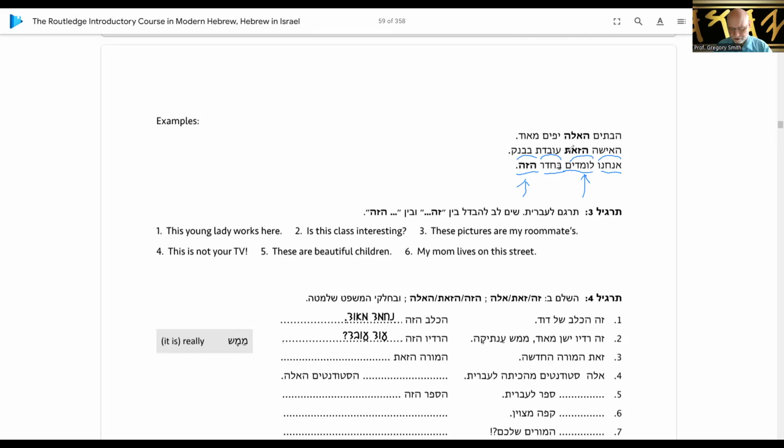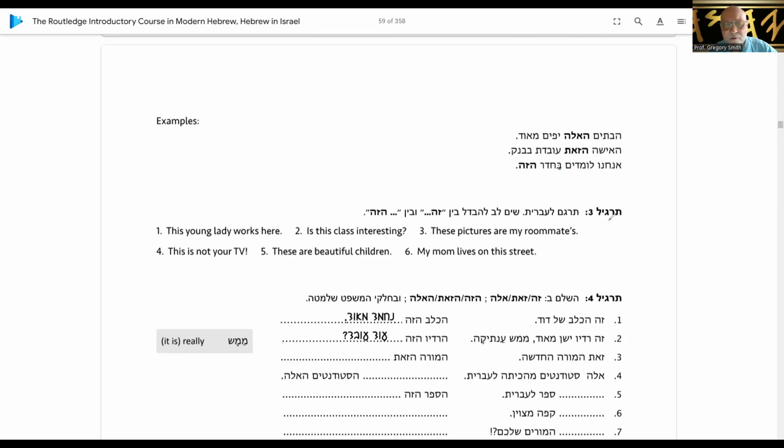Let's take a look at the whole thing. Anachnu Lomdim Bahader Hazeh. Yeah, we study in this room. Anachnu Lomdim Bahader Hazeh. Okay, we study in this room.